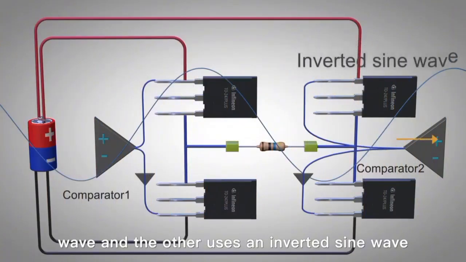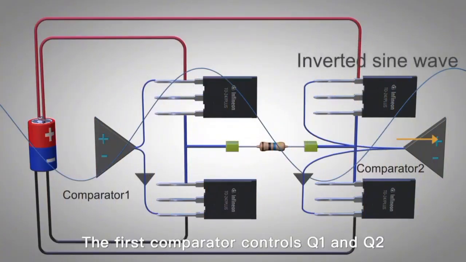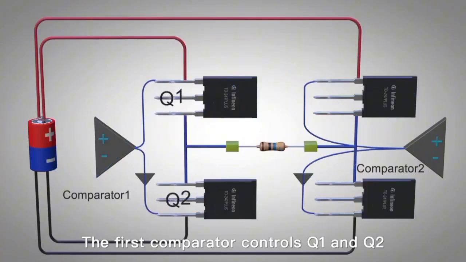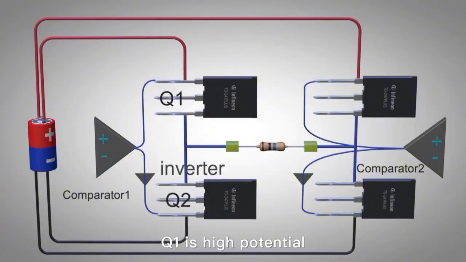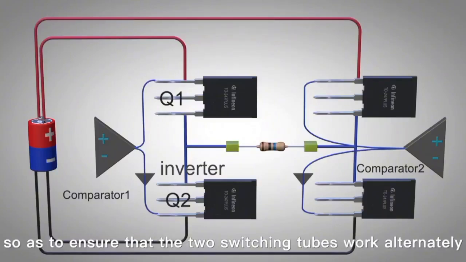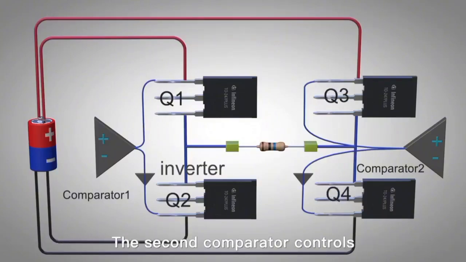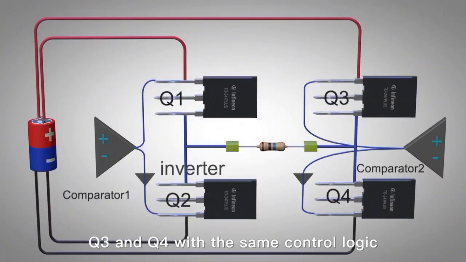The first comparator controls Q1 and Q2. The Q1 and Q2 signals are reversed. Q1 is high potential and Q2 is low potential. This ensures that the 2 switching tubes work alternately. The second comparator controls Q3 and Q4. The control logic is the same.